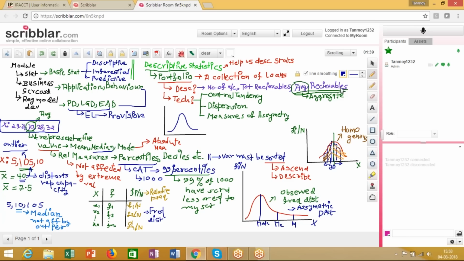a distribution like this, right? So basically over here, this is the mean, median, as well as the mode. So over here, this part is the mean equals to median equals to mode. Right?